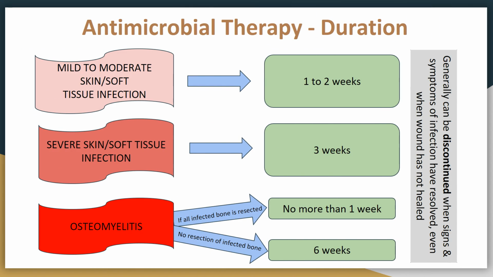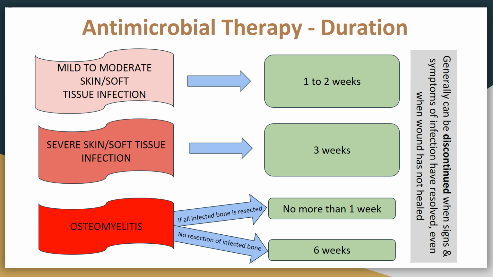The optimal durations of antibiotic therapy for diabetic foot infections are unknown. Based on the literature, 1 to 2 weeks is usually effective for mild to moderate skin and soft tissue infections, while for more serious skin and soft tissue infections, 3 weeks is usually sufficient. Antibiotic therapy can generally be discontinued when signs and symptoms of infection have resolved, even if the wound has not healed, as the antibiotics are employed to treat infection, not to heal wounds.